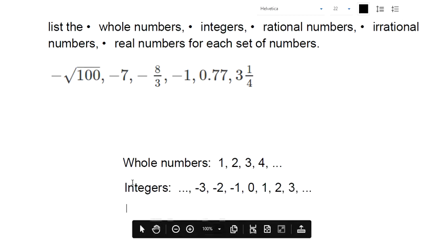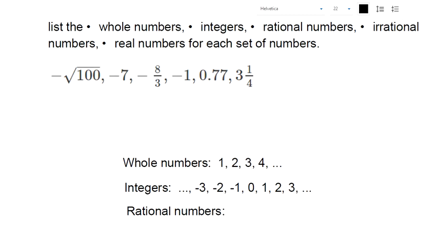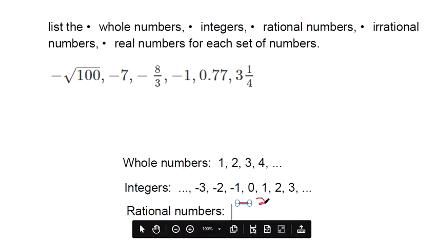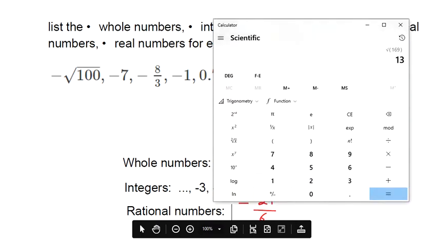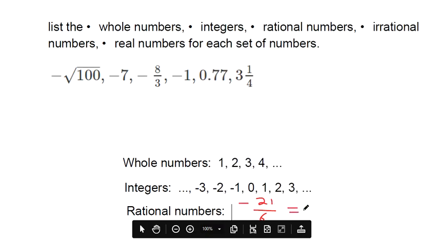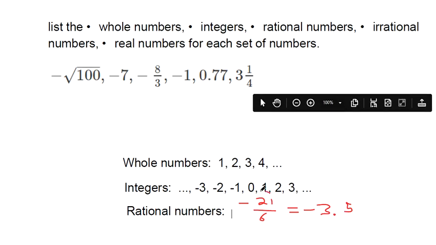Okay, rational numbers. We've done a few videos on those. Those are numbers that could be a ratio of two integers. So like -21/6. That's a ratio of two integers. So that's 21 divided by 6. So that's -3.5. -3.5 is a rational number because I was able to write it as a ratio of two integers.